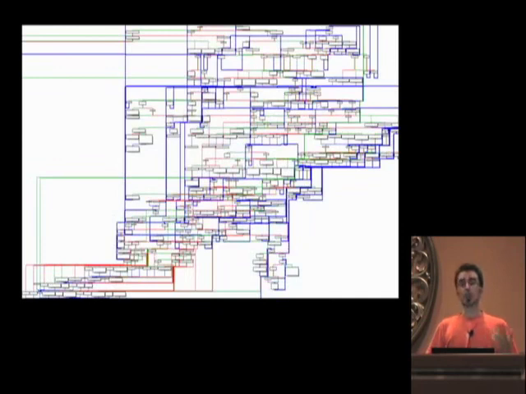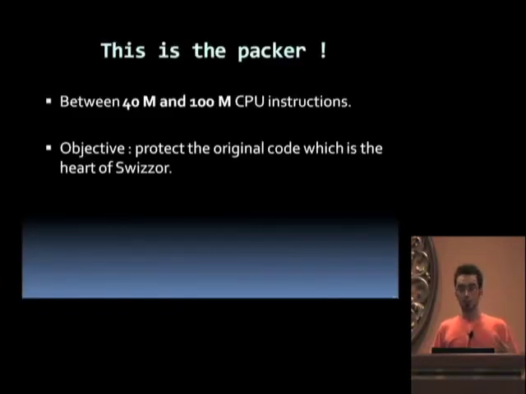And this is the Switzer packer. Depending on the binary, the Switzer packer executes at least 40 million CPU instructions. So that's a lot of instructions. The objective of this packer is to protect the original code, that I call the heart of Switzer, against reverse engineering and against detection by antivirus.